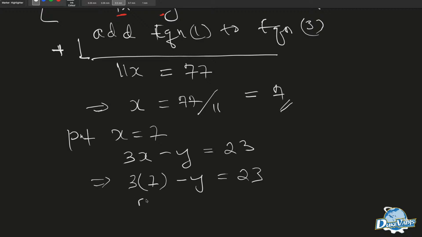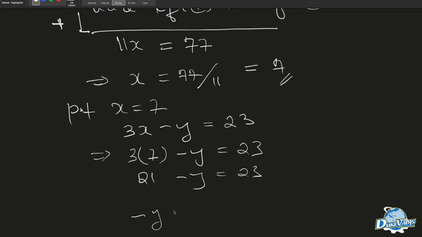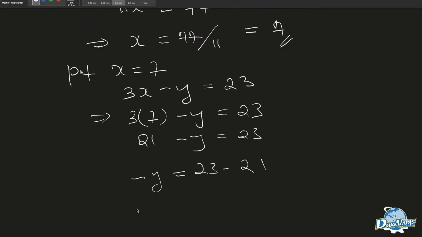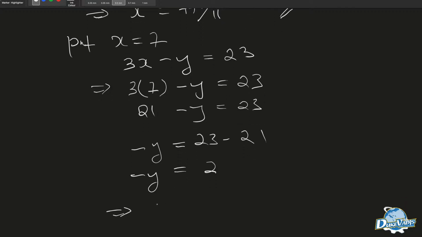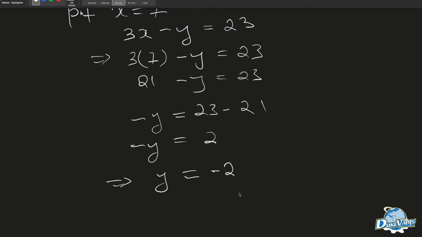Then this will be 21 minus y is equal to 23. So our minus y now is equal to 23 minus 21. Isn't that beautiful? So minus y is equal to 23 minus 21, that is 2. So this implies that our y value is equal to negative 2. So look at it, is it not so simple and beautiful?